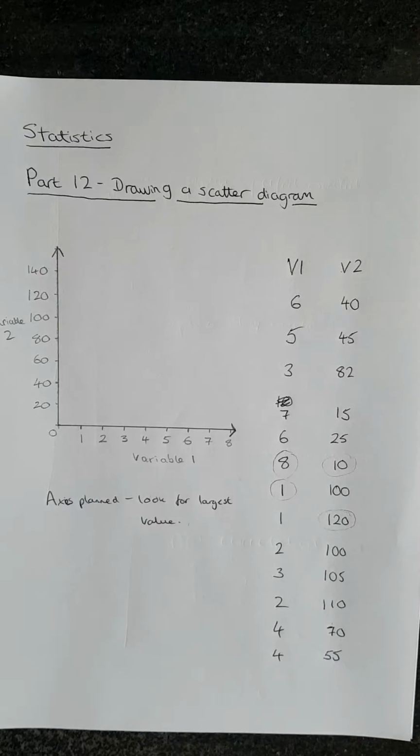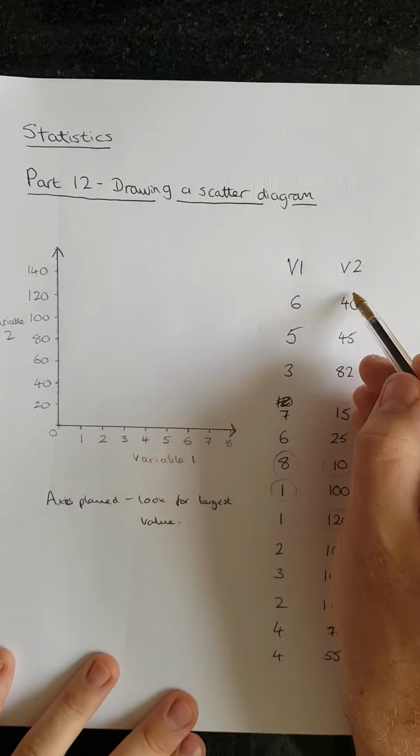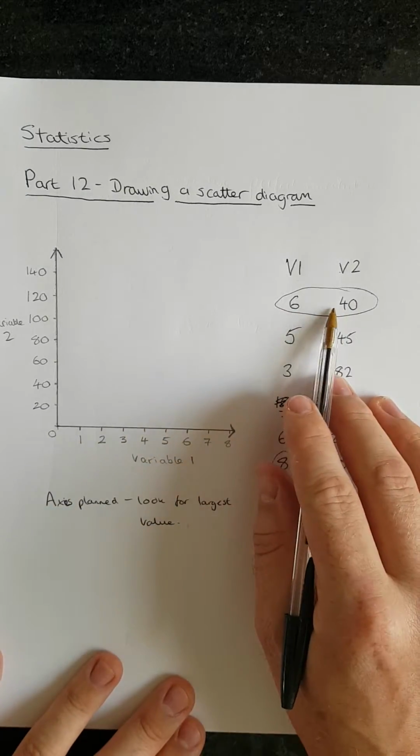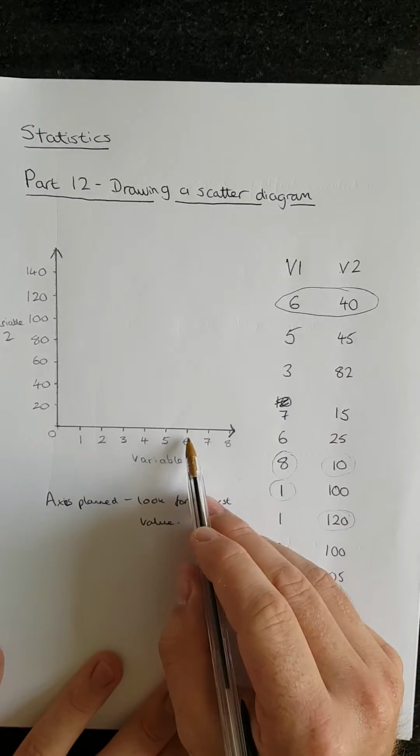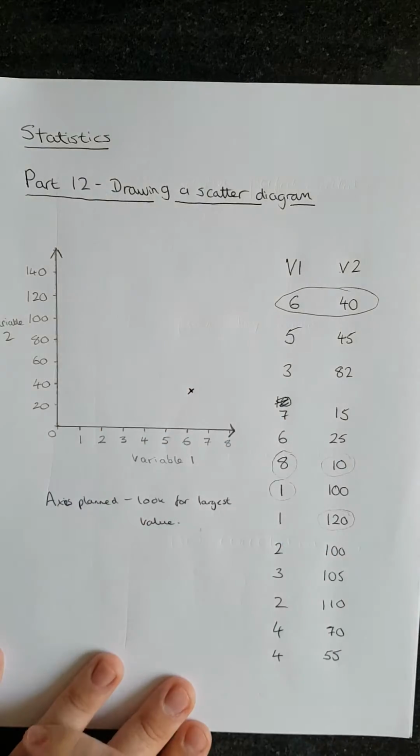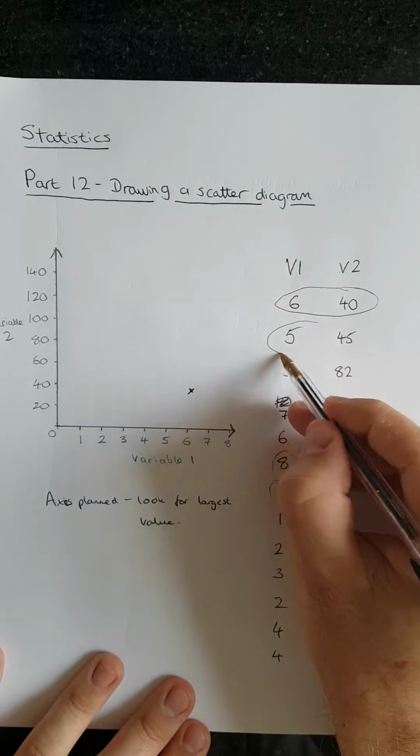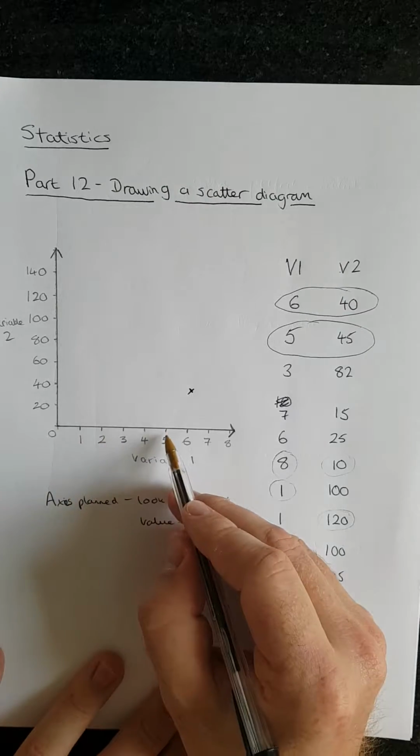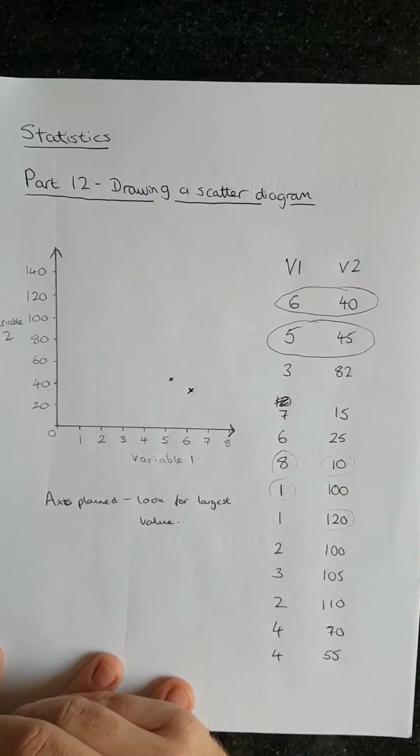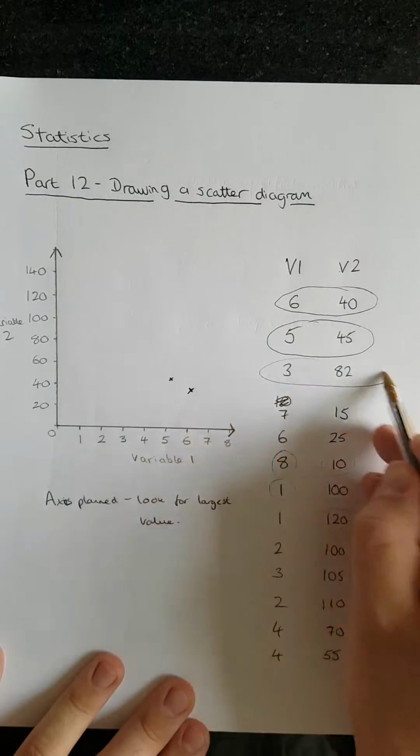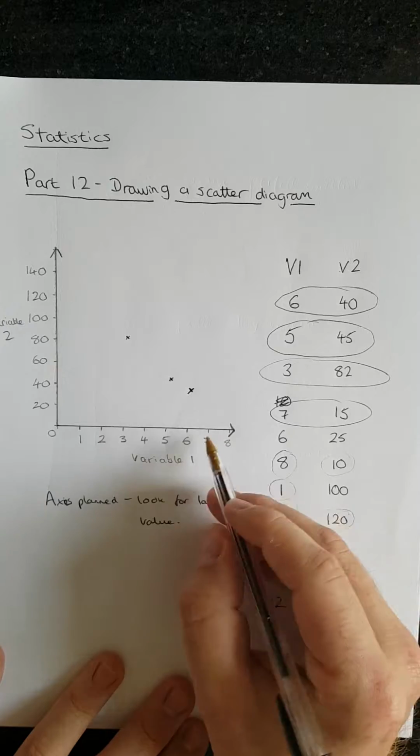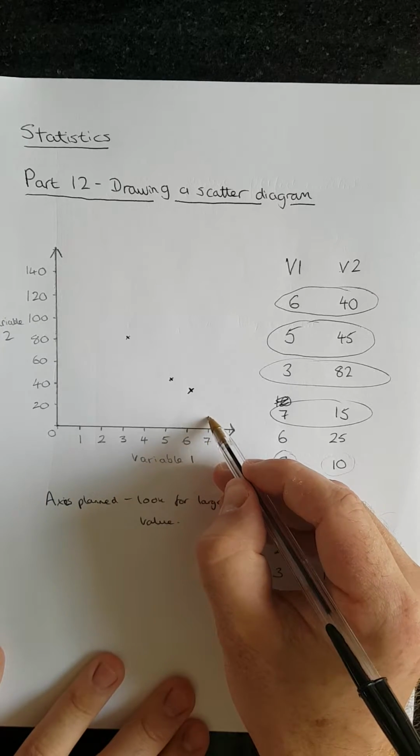So now I'm going to plot the data. So here's the first data point. It has two values, a 6 for variable 1 and a 40 for variable 2. And I put a cross. Next one has 5 for variable 1 and a 45 for variable 2. 3 and 82. 7 and 15.